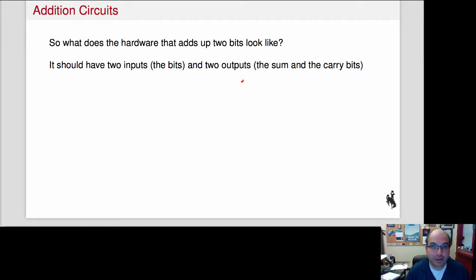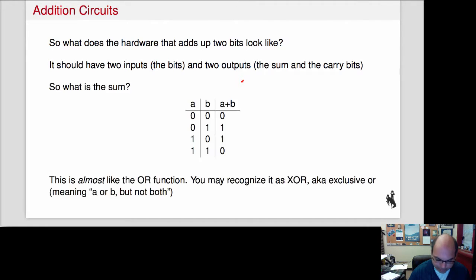So let's look at the hardware that actually does addition of bits. Let's just start with this. I have 2 bits that I'm adding, so I have 2 inputs. And I need 2 outputs, because I need the sum of those 2 inputs and also the carry bit. So it might look like this.